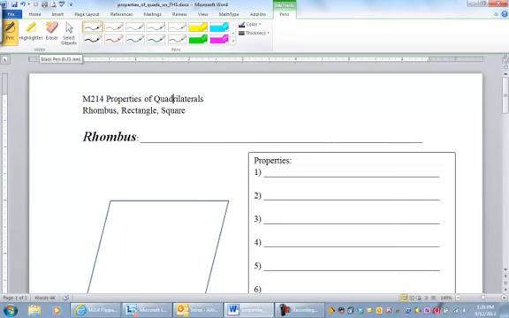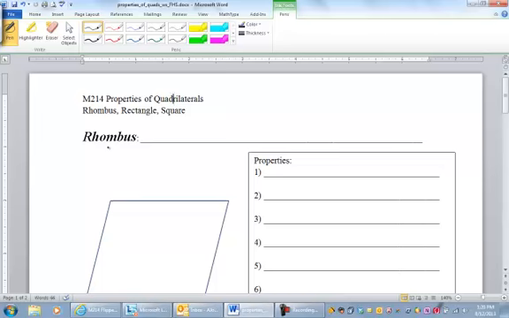Today's lesson is on properties of quadrilaterals, and most specifically, we're going to be learning about three particular quadrilaterals: the rhombus, the rectangle, and the square. What you're going to notice about the rhombus, rectangle, and square is that they're all parallelograms. Therefore, the first five properties are all the properties of parallelograms.